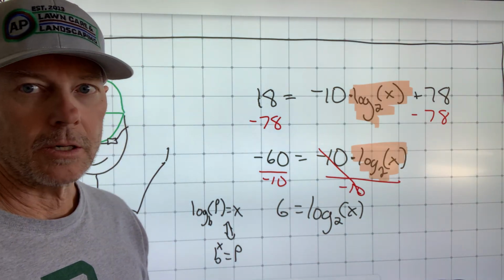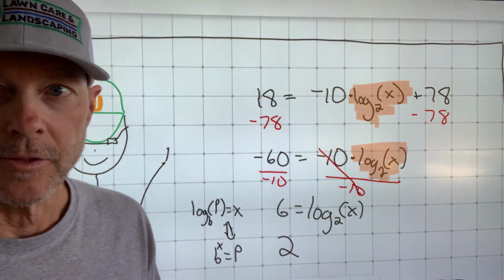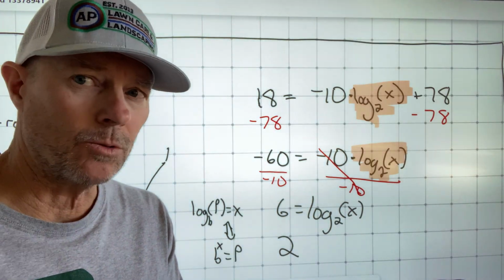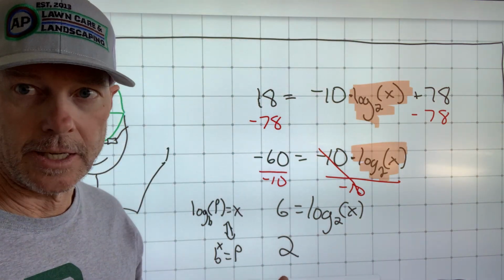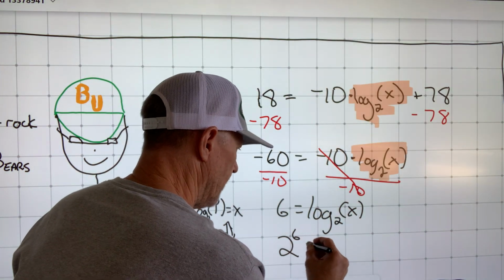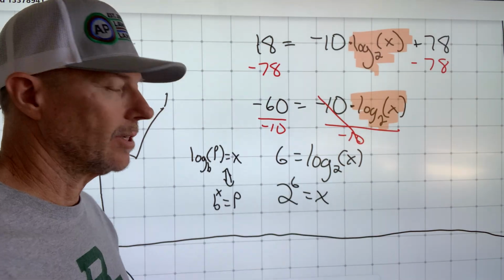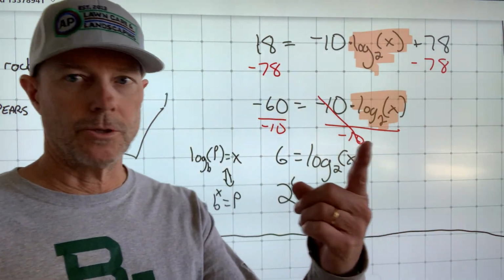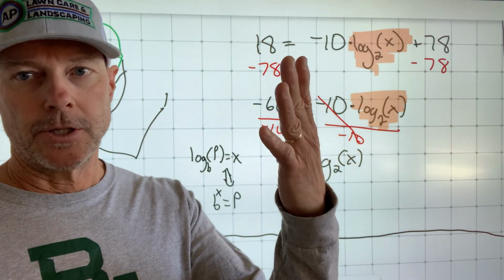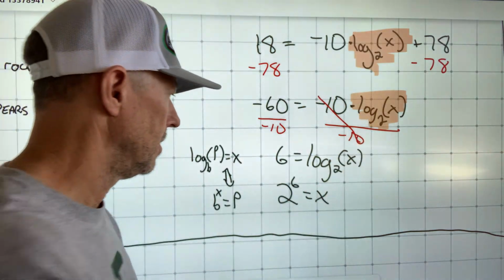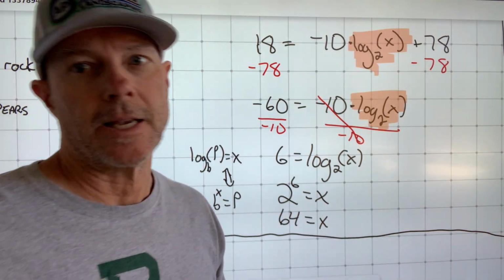What's our base in this log? Our base is 2. We're going to write 2 as the base. And then the value of the log, what the log is equal to, is the exponent. So notice this log is equal to 6, so 6 is the exponent. And then it has to equal the argument of the log, so we get x. And then what is the 6 power of 2? Can you double 6 times? 2, 4, 8, 16, 32, 64. So 64 is equal to x. And that's how you do that.